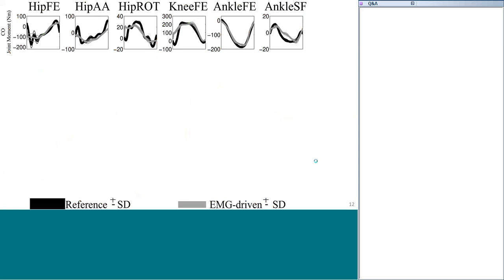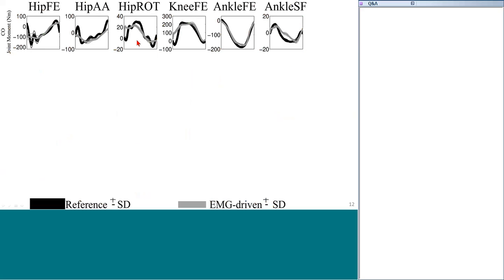So here are some experimental results that show how the calibrated model running in open loop was able to predict the joint moments produced about 6 degrees of freedom in the lower extremity. So this included hip flexion extension, hip adduction abduction, hip internal external rotation, knee flexion extension, ankle plantar dorsiflexion, and ankle subtalar flexion.